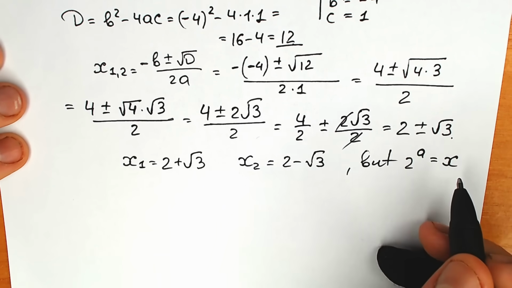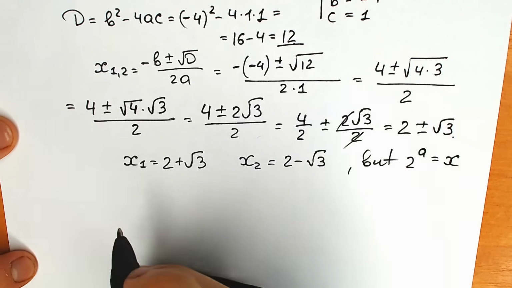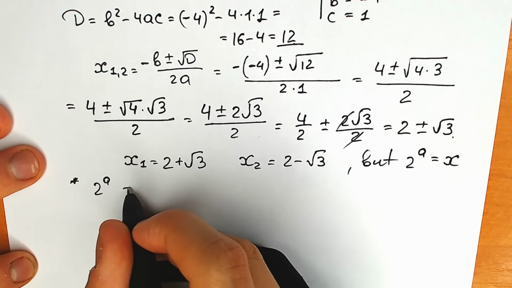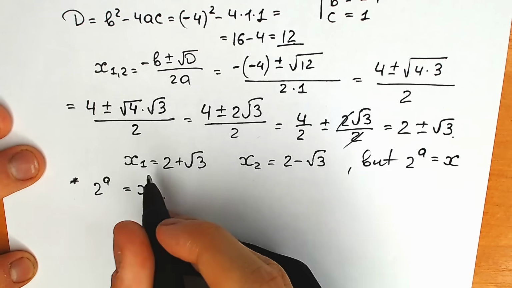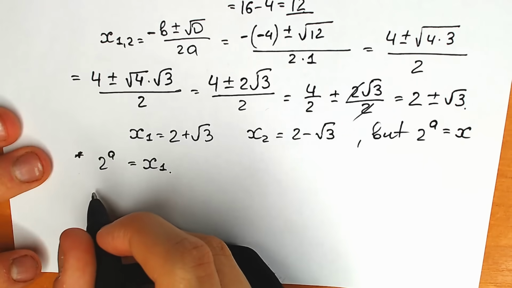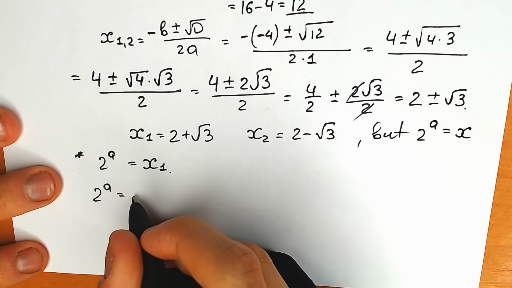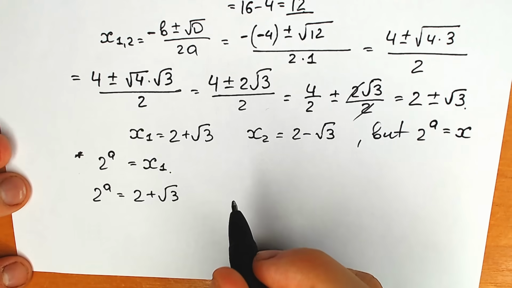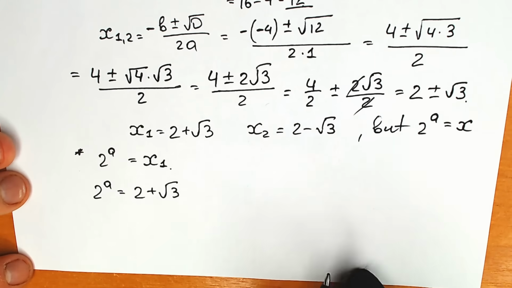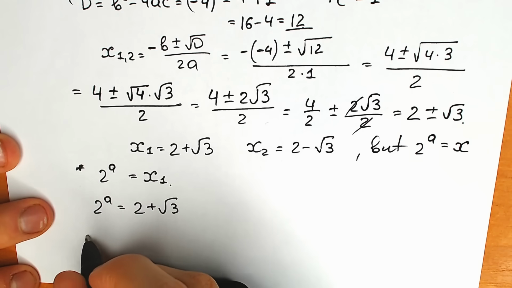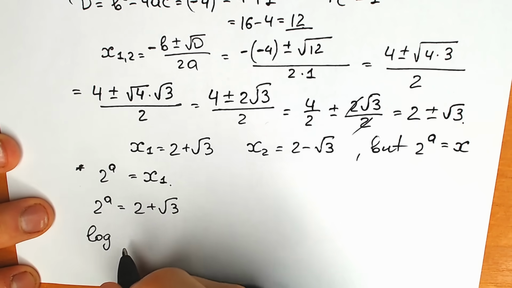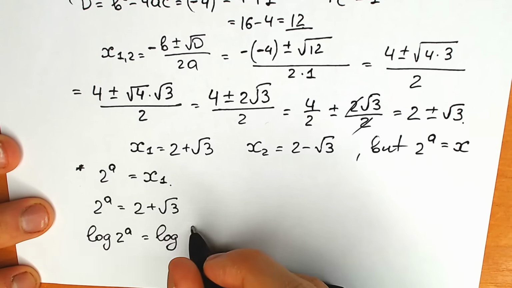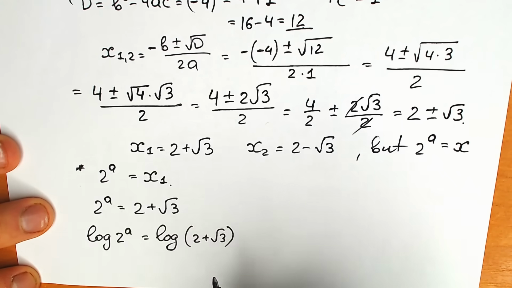So right now, let's solve, for example, our first part, when 2 to the power a equals x first. So x first equals 2 plus square root of 3. So we have 2 to the power a equals 2 plus square root of 3. So how can we find right here our a? So let's write log on both sides. It changes nothing for us, but in the same way it helps us a lot. So log, it doesn't matter what log you choose. So we have log of 2 to the power a equals log of 2 plus square root of 3.